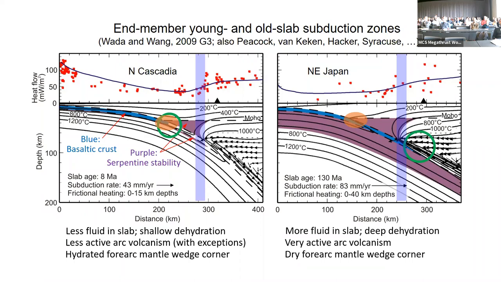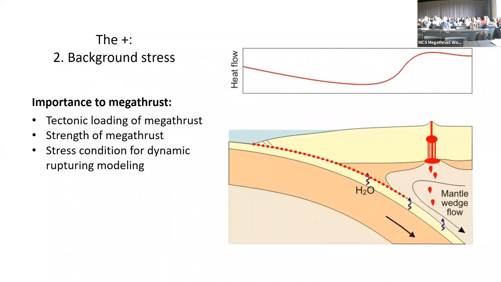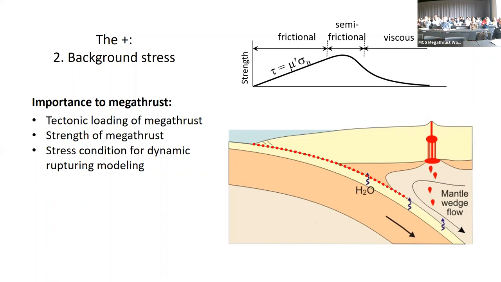So that's all about the first plus. The second plus is the background stress. Of course, it's very important for various reasons. Because of the temperature change along the interface, the mechanical behavior changes, right? In the shallower part, we have, in general, frictional behavior with complications. We can have pressure solution. But mainly it's frictional. And as the temperature rises, it changes from friction to viscous behavior, as John described beautifully with rocks from the field.